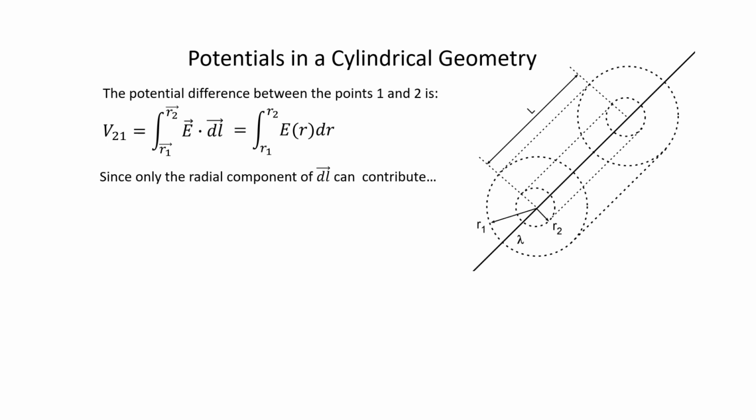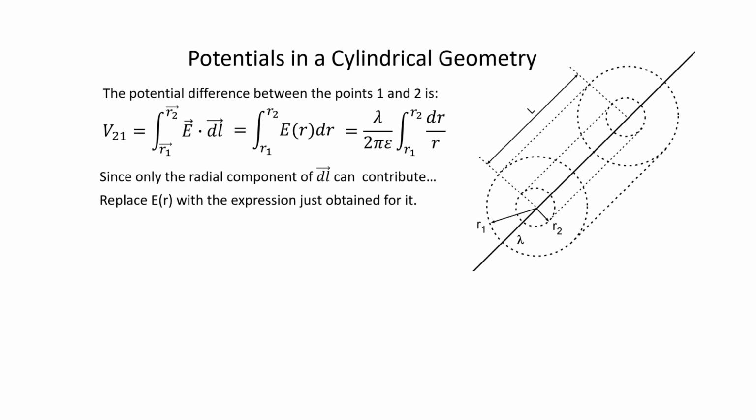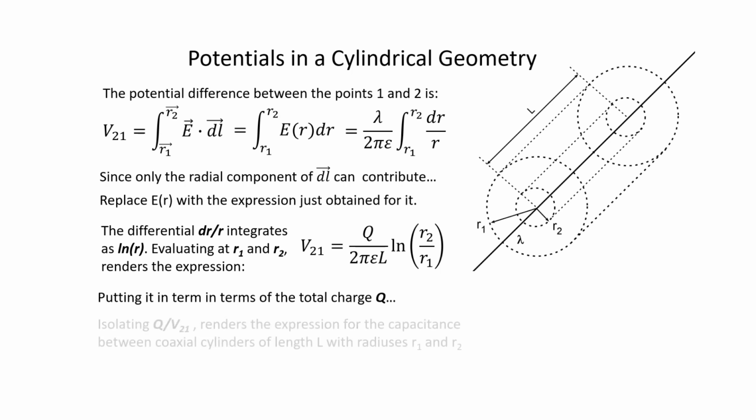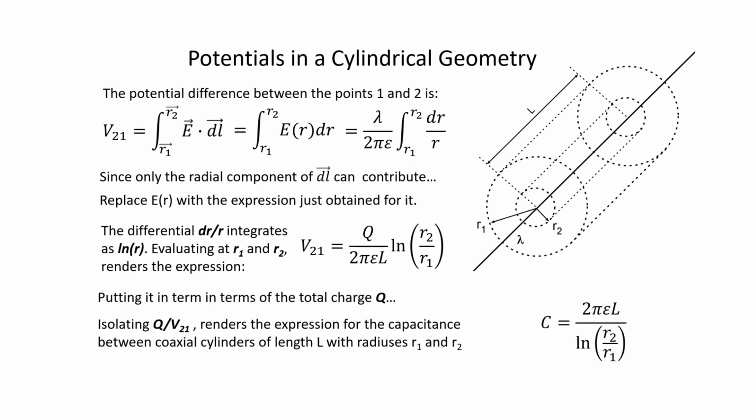Now, replacing the expression just obtained for the electric field on R, we get, but the dR over R integrates as the natural logarithm of R. Let's evaluate at radius 1 and radius 2 for obtaining the expression. Putting it in terms of the total charge Q, and finally, isolating Q over V renders the expression for the capacitance between the coaxial cylinders of radius R1 and radius R2. And this is the end of the reminder. I hope it served its purpose, and until the next video.